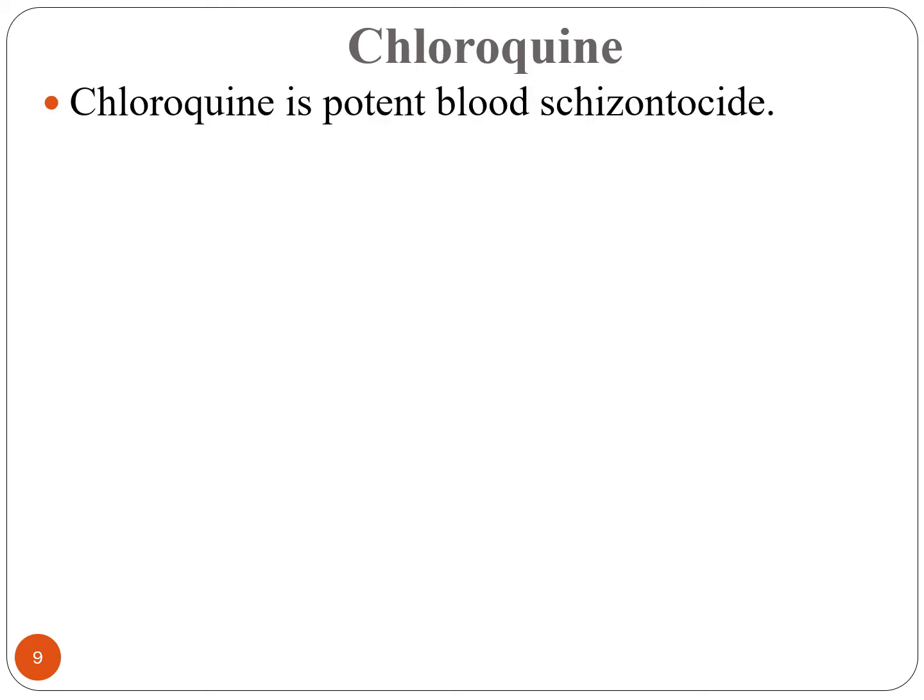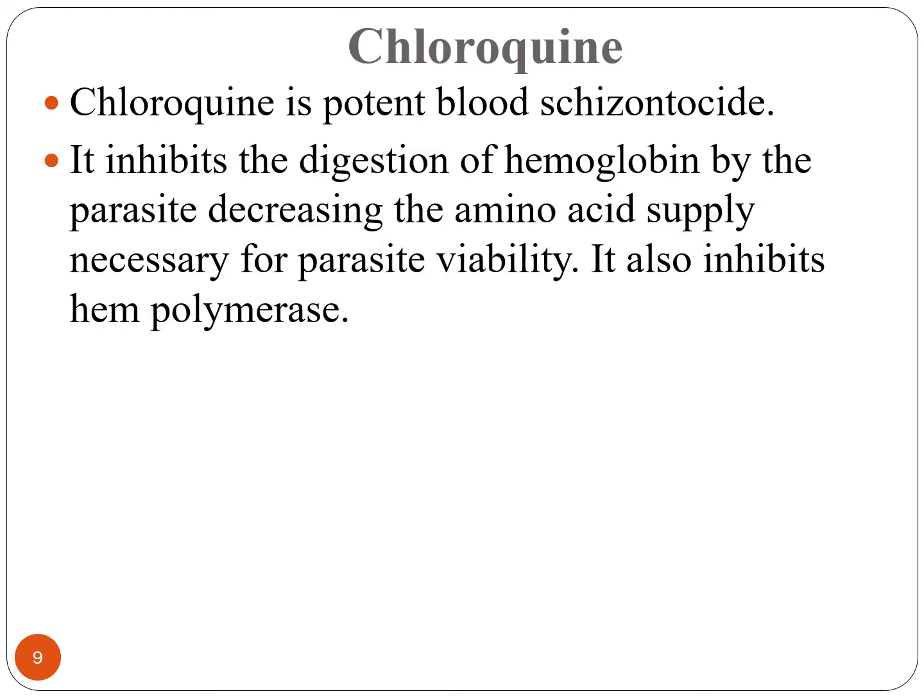Chloroquine is a potent blood schizonticide, so it is effective in treatment of the clinical features of malaria. Chloroquine acts by inhibiting the digestion of hemoglobin by the parasite, decreasing the amino acid supply necessary for the parasite's viability. It also inhibits heme polymerase, so it produces toxic effects for the parasite.